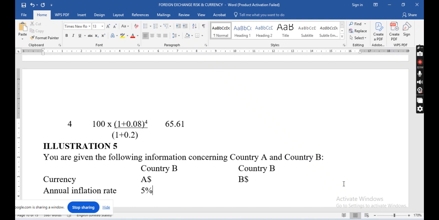Yeah, we looked at the depreciation of currencies now and the formula.